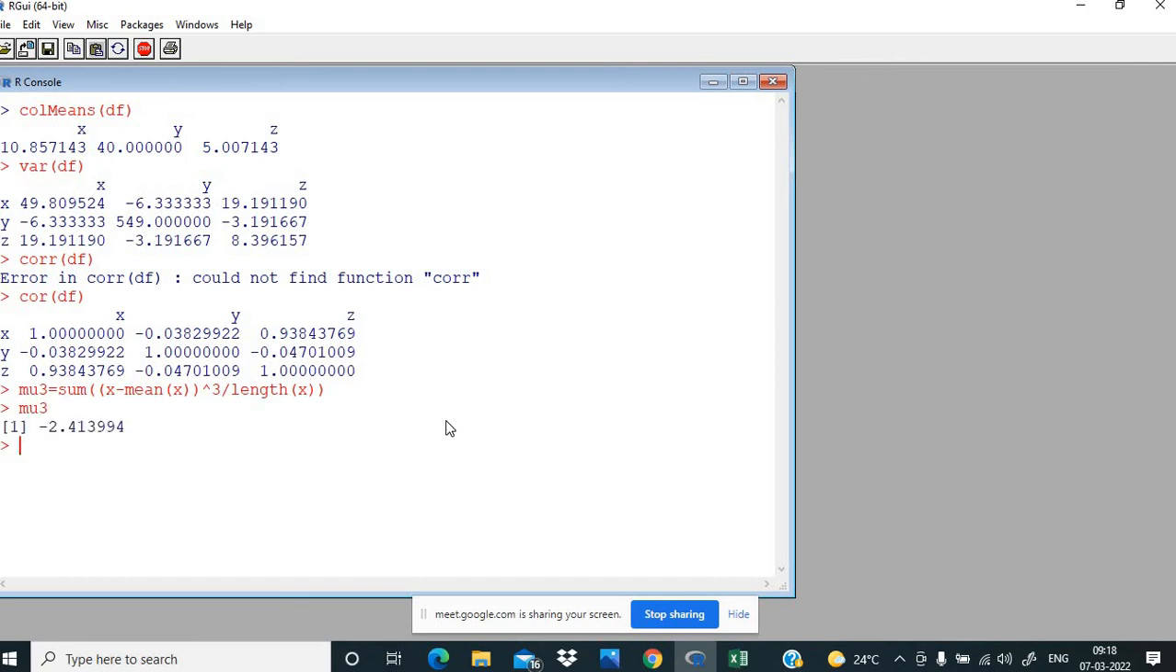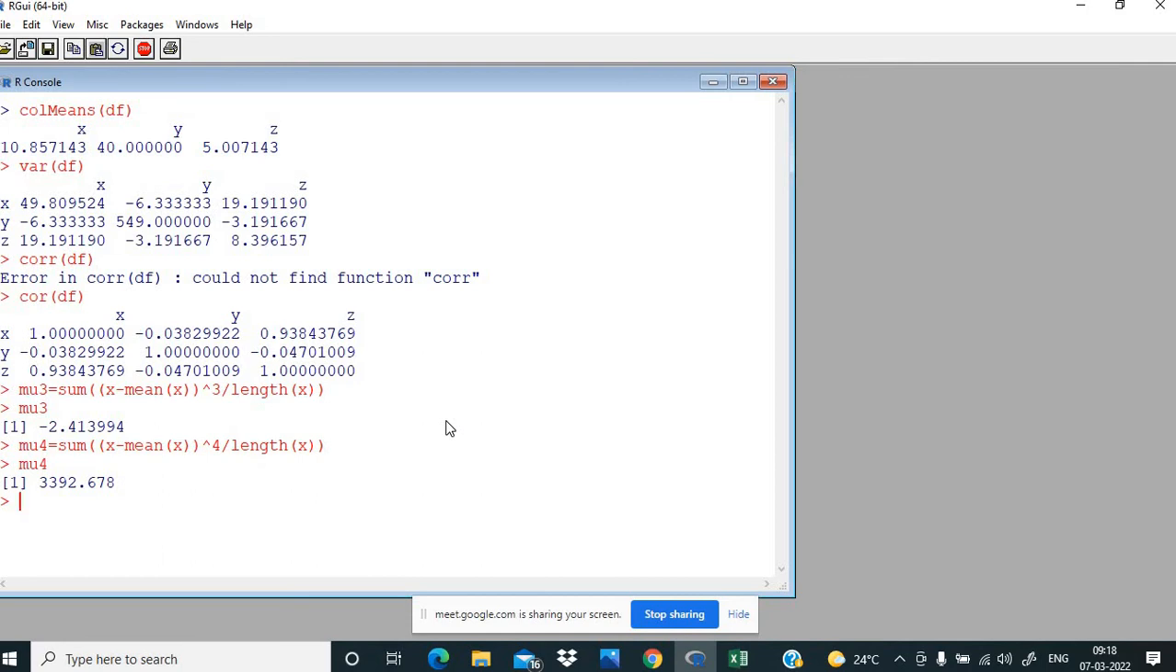Let us check mu3. It can be negative also. And let us have mu4. Just repeat this command and make the correction here: instead of mu3, write mu4. Sum of this to the power 4 over length of x, and then press enter. So we have mu4.